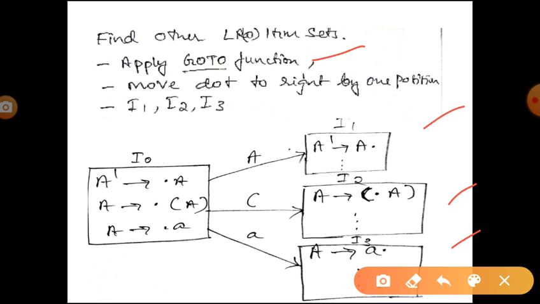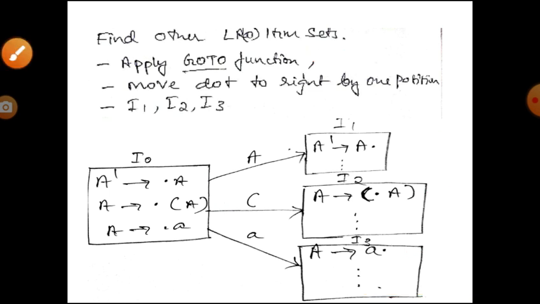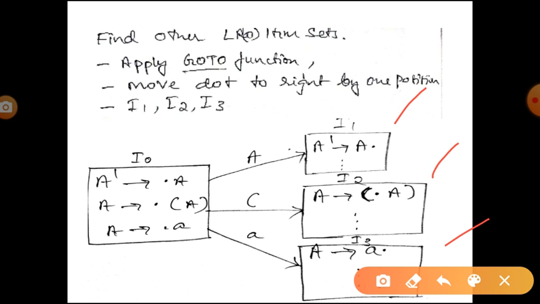What do you mean by goto function? What it does is it moves the dot to the right by one position. You take the first item, move the dot to the right. That's what I have done here. Take this item, move the dot to the right by one position. That's what I have done here. Move the dot to the right by one position. That's what we have here. Correspondingly, we will have three sets, and I will label them I1, I2, I3. I have labeled them here. I have moved a dot after A, after the parenthesis after A.